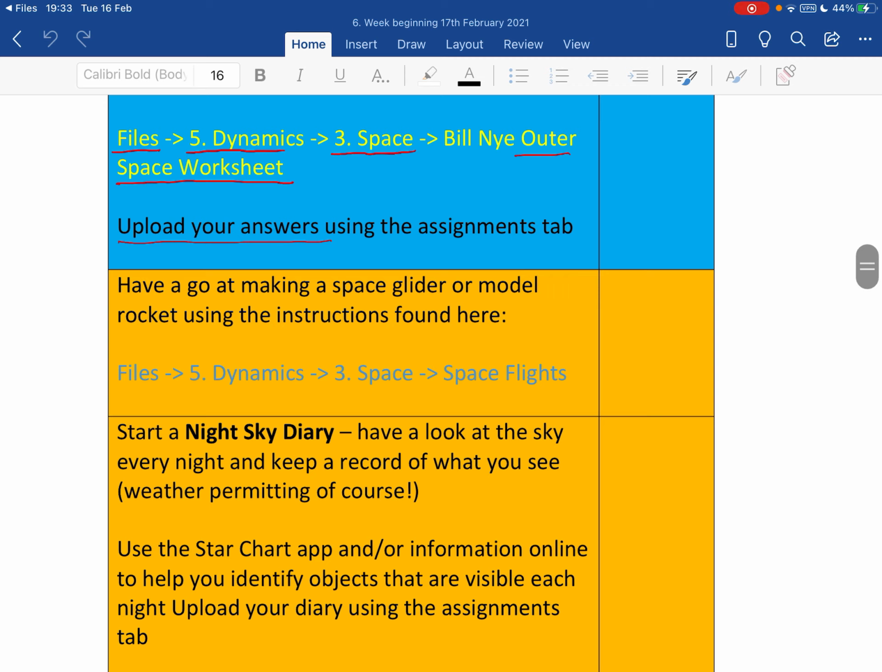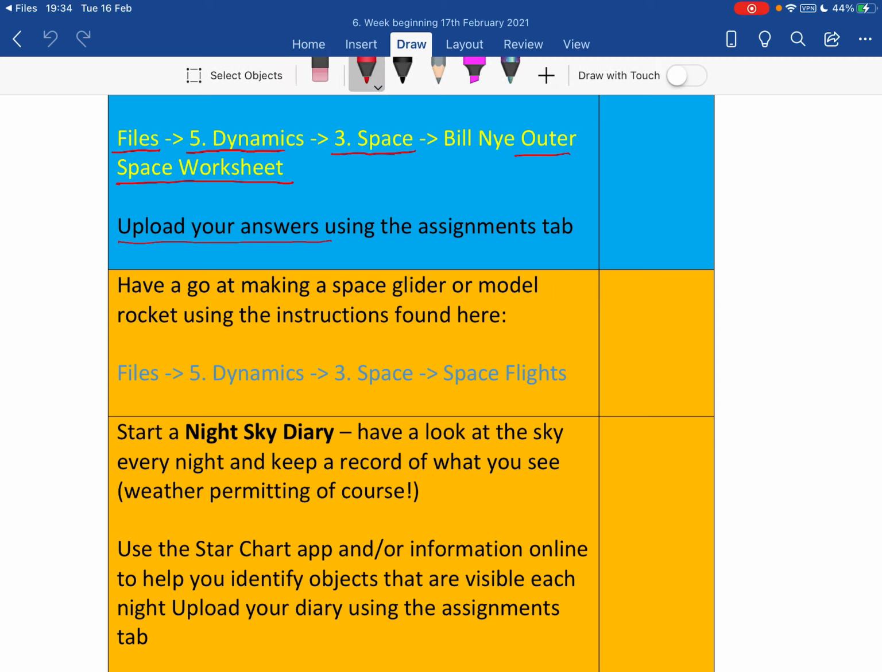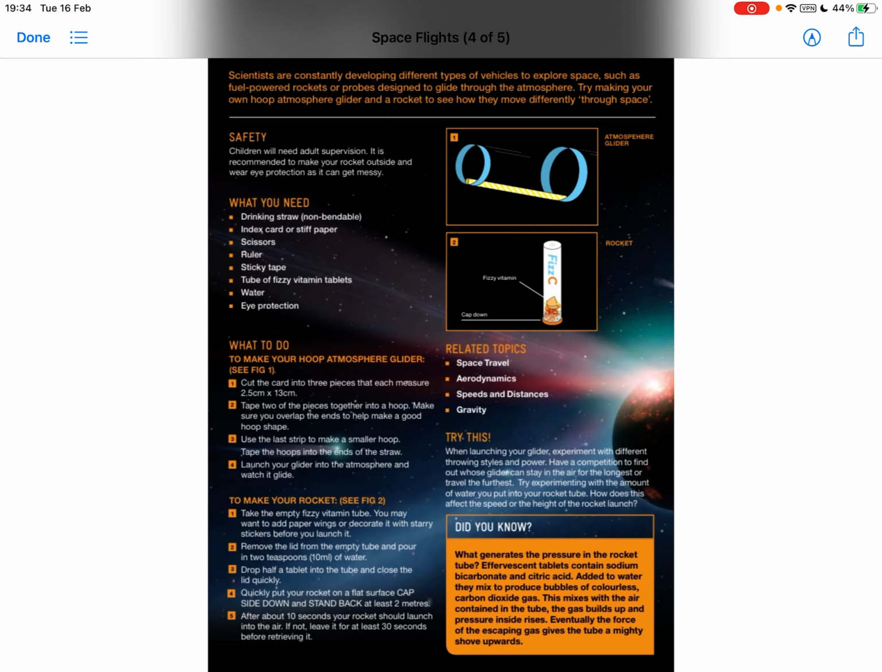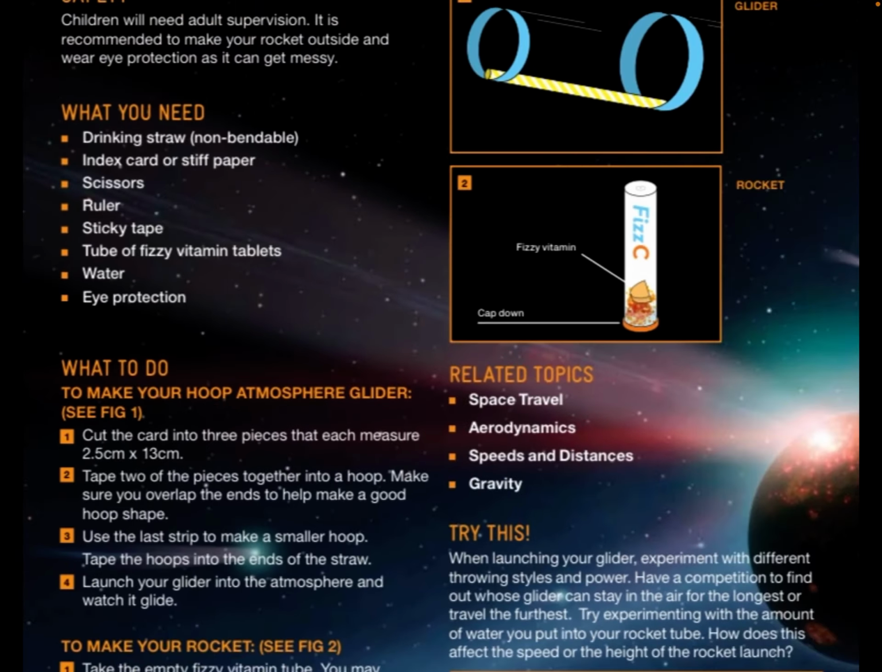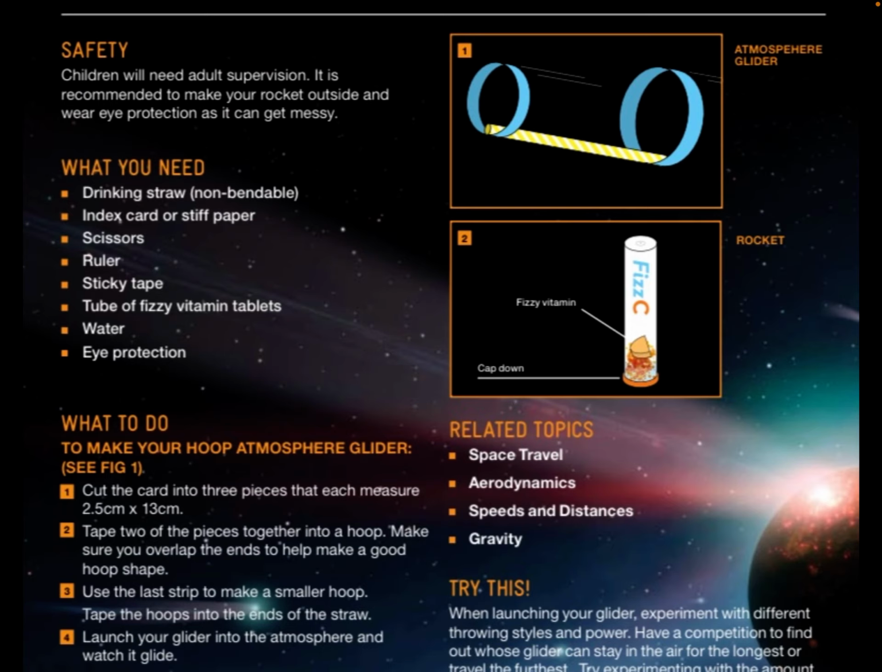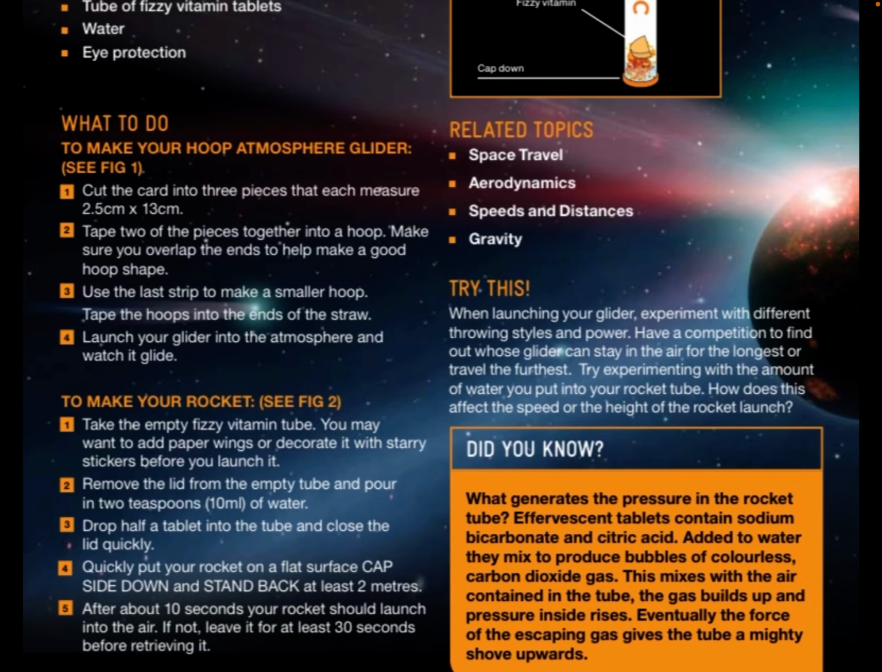Your next task, if it's possible, you can have a go at making a space glider or a model rocket by using instructions that you'll find also in the Files tab. Same folders again, Number 5 Dynamics, Number 3 Space, and you're looking for the file called Space Flights. When you open this up, you'll see one sheet with some instructions. You'll see a list and diagram showing you how to make a glider, and you'll also see a list or diagram on how to make your own homemade rocket.